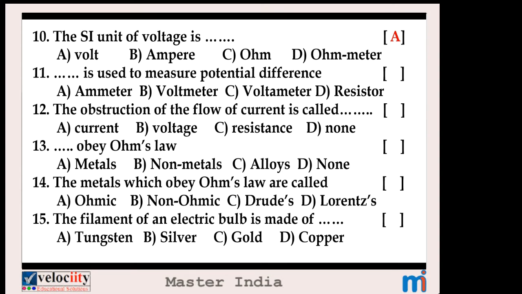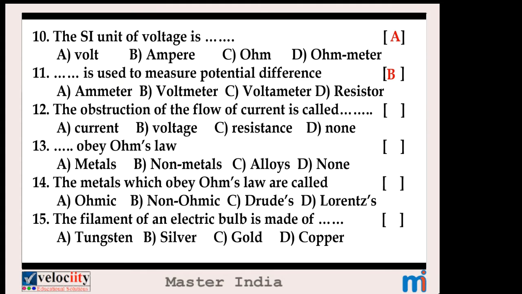11th one, dash is used to measure potential difference. A, ammeter. B, voltmeter. C, voltmeter. D, resistor. Correct answer is option B, voltmeter. So voltmeter is used to measure potential difference.